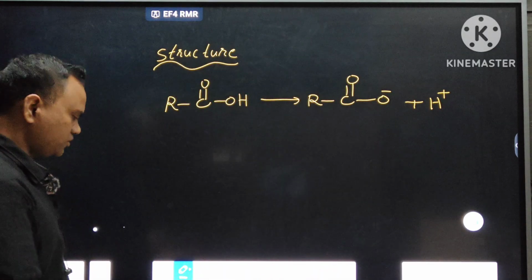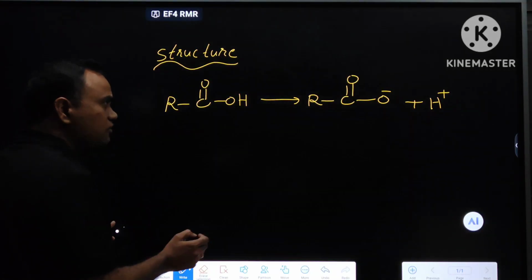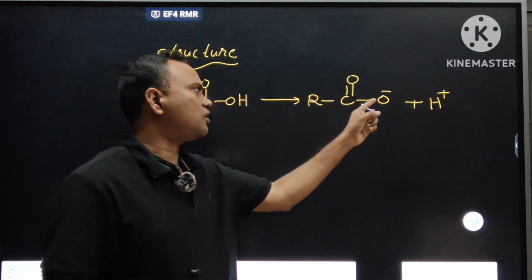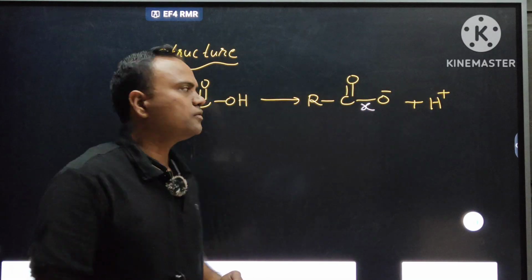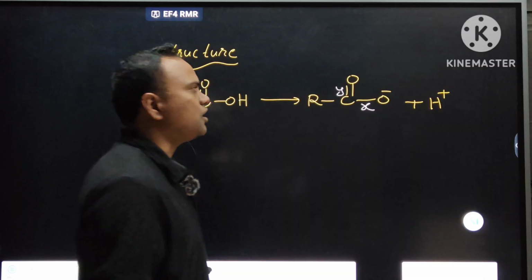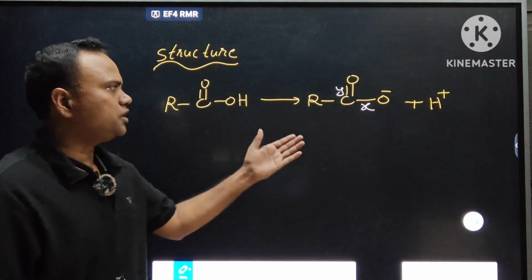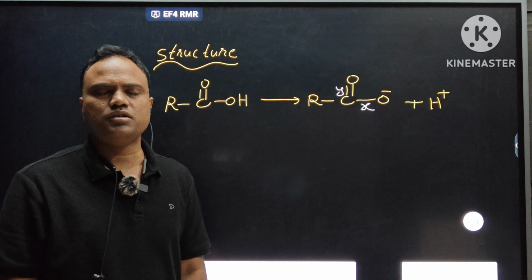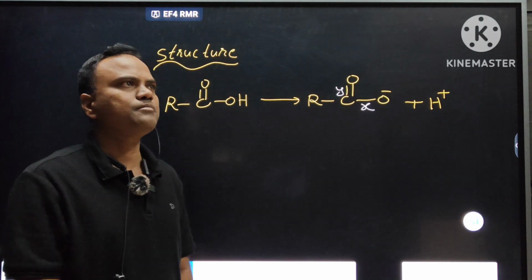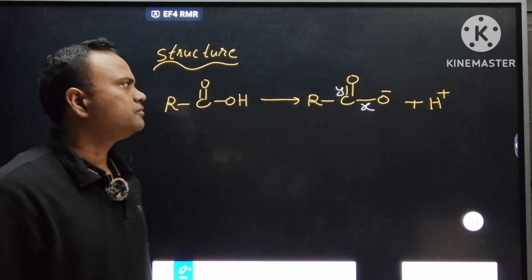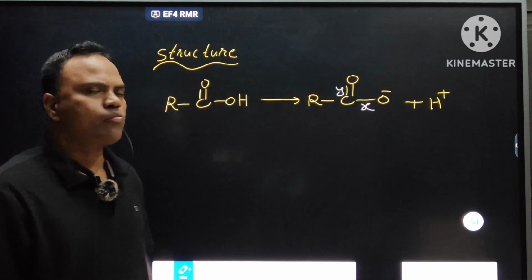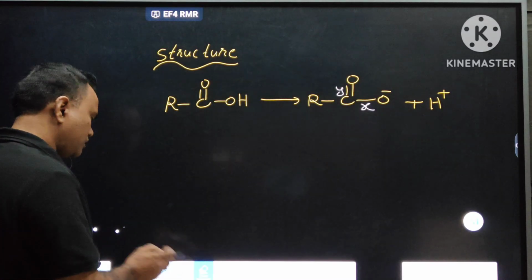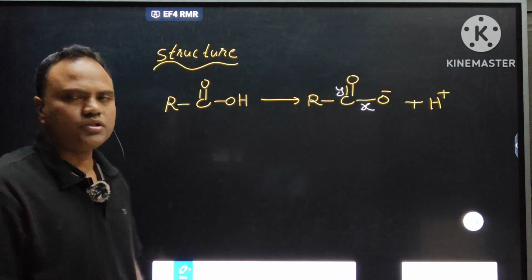See, in the carboxylate ion, consider X as the bond length between carbon and the single bond oxygen, and Y as the bond length between carbon and the double bond oxygen. Now, what is the relation between X and Y? Which bond length is greater? Answer my question. X greater than Y? Any corrections?